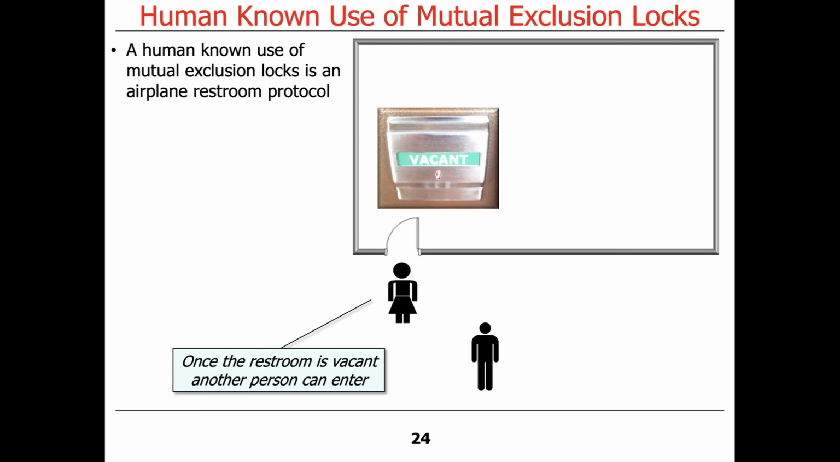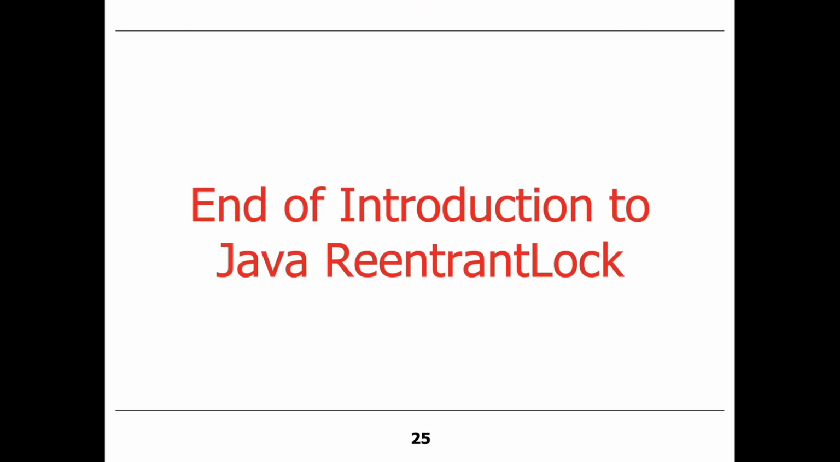At that point, whoever's waiting next can notice that the sign is vacant and they will go in. Typically it's a FIFO model, in the sense that you wait in a line. But of course, if somebody in the line has a crying baby, maybe you let them go ahead, right? So it's not always guaranteed to be FIFO on an airplane, just like it is not always guaranteed to be FIFO when you deal with computer systems too.